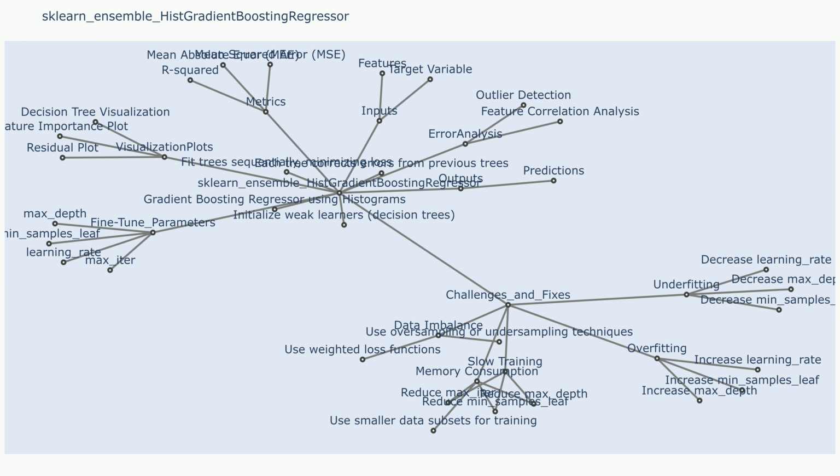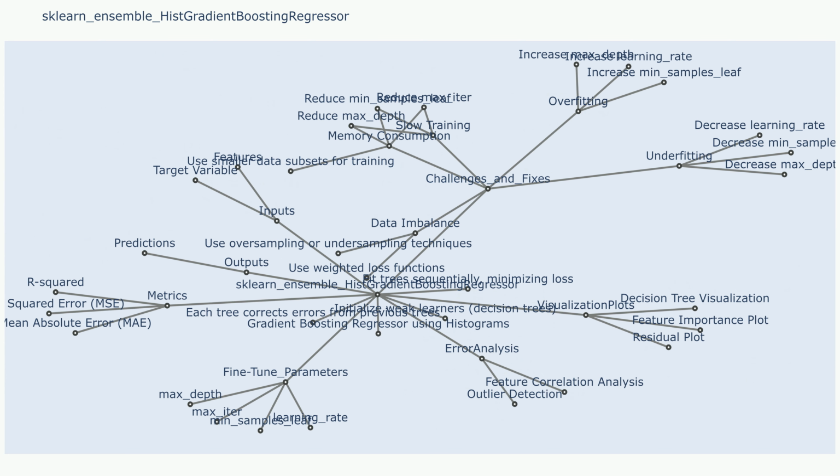Uncertainty methods. Confidence intervals can be calculated based on the ensemble's predictions to provide an estimate of the model's uncertainty in its predictions. Prediction intervals can be used to provide a range within which the true target value is likely to fall. Challenges and fixes. Challenge 1. Overfitting.